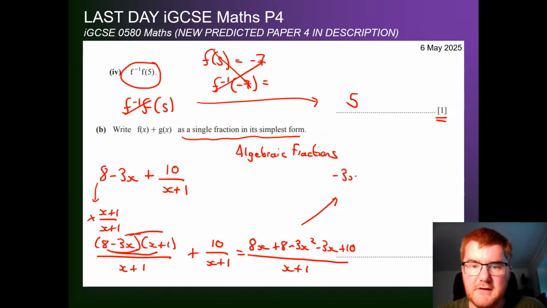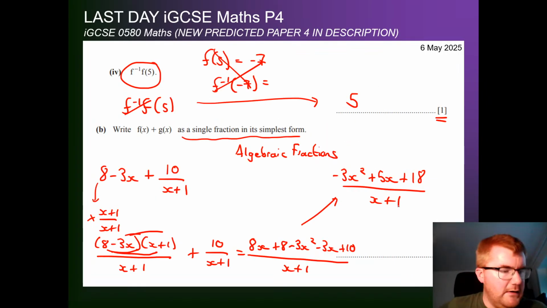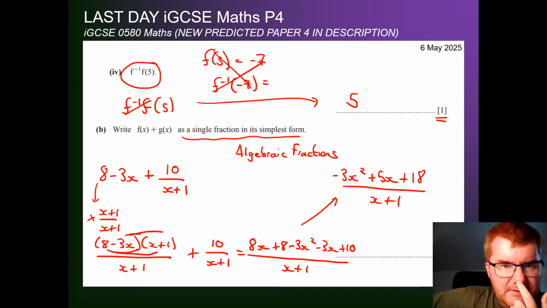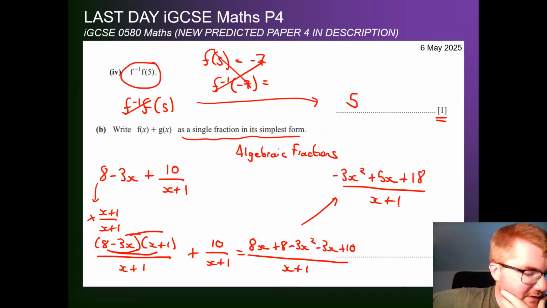So we get minus 3x squared. 8x minus 3x is plus 5x. 10 plus 8 is 18 over x plus 1. I assume they want it written in that form. Yeah, but I don't think there's any reason to change that form. Okay. Notice sometimes how quickly you have to work through some of these questions. Yeah, you want to try and save time then for some of the other tricky questions that are coming through.